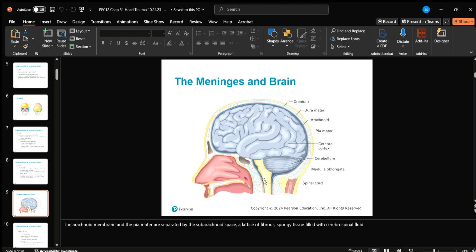And here's just an example of the meninges in the brain, a breakdown. You have the dura mater. We said that's the outermost layer, the arachnoid is the middle, and then pia is the furthest down.